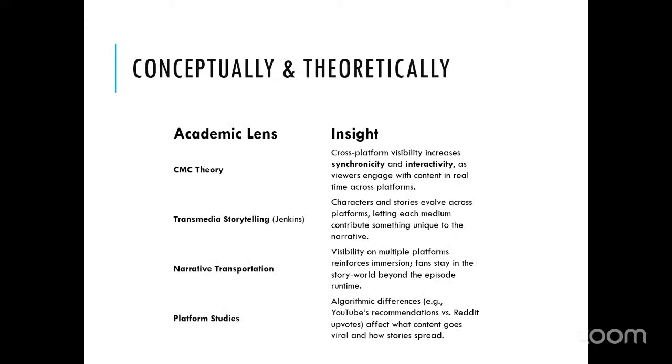Now, when we look at analyzing it in an academic lens, how it works conceptually in terms of computer-mediated communication and theoretically also. In CMC theory, the insight is that when we look at cross-platform visibility, it actually increases synchronicity and interactivity between the narrative as well as the participants. Here it's a web series. So as viewers are engaging with the content in real time across platforms, there's a lot of involvement in the viewership of the web series as such.